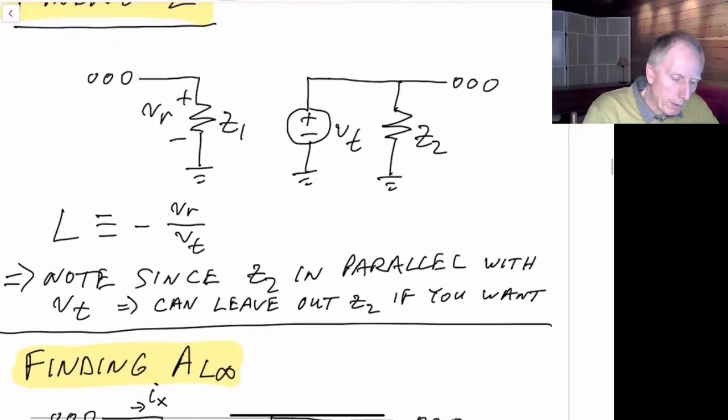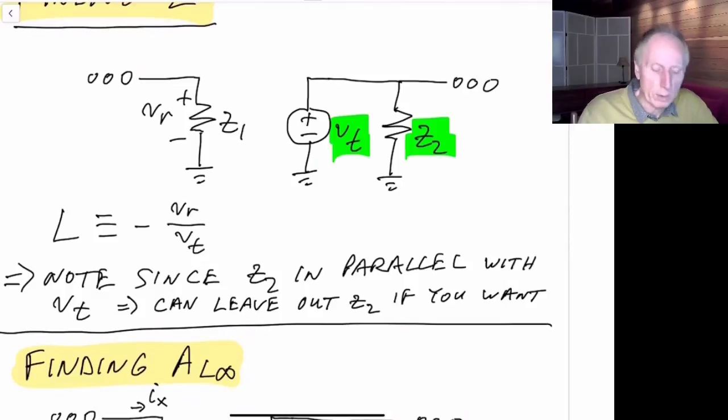Now notice that in this case, Z2 is in parallel with our ideal voltage source. So really you didn't even need it in this case to calculate what Z2 was. There was no value to it because you placed it over here, but you won't need it in any of your calculations. So just for finding L, you can leave out finding Z2 if you don't want to, because Z2 is in parallel with the ideal voltage source that you've introduced into this circuit.